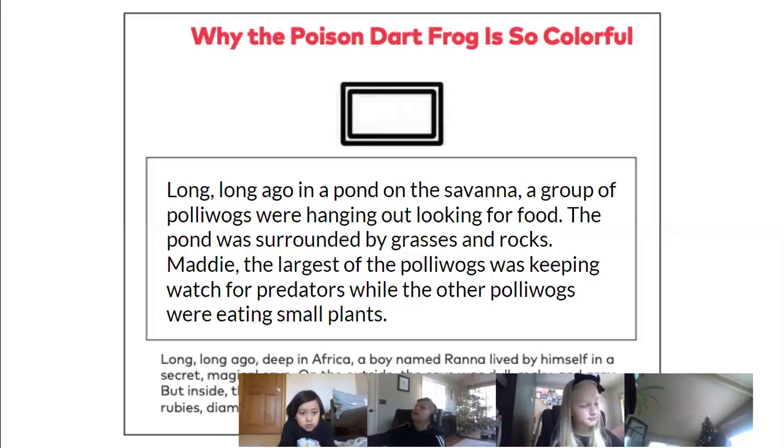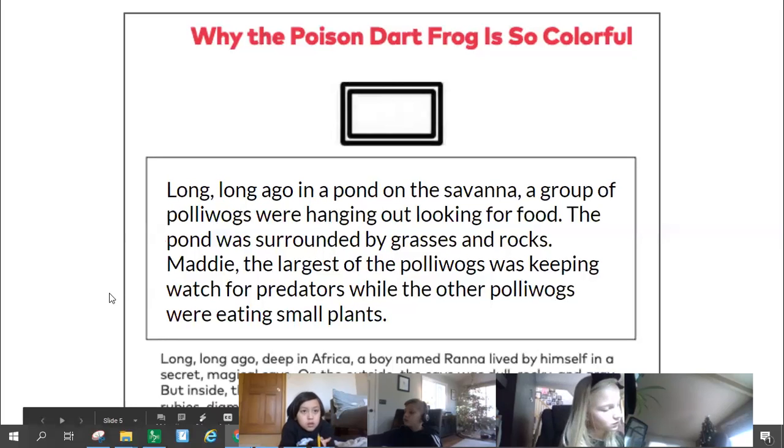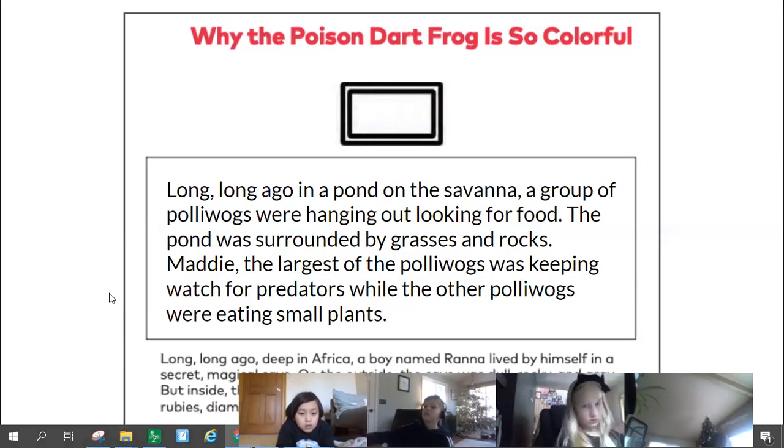The pond is surrounded by grasses and rocks. Is that important to our story later? I'm looking for some nodding. Okay, thank you. That's important to our story later because if you remember, Steve the lizard comes out from behind a rock. So that is an important sentence, even though that's not in our plan, that's an important sentence for what's going to happen later.